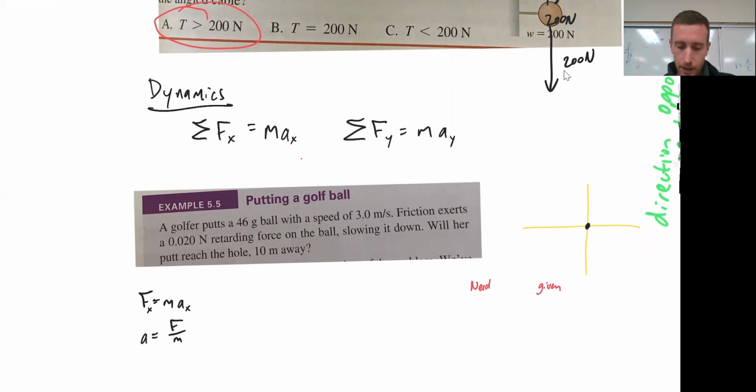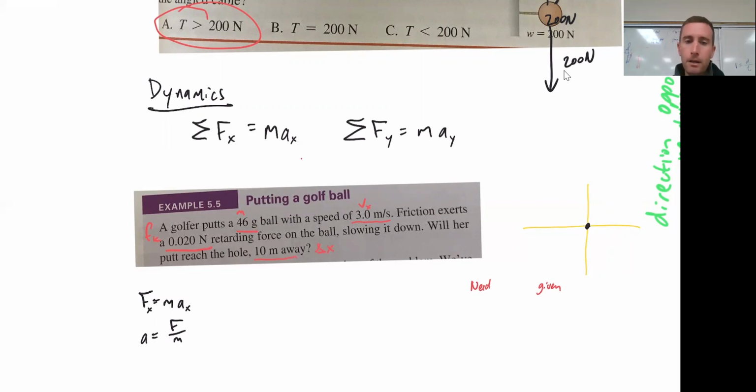So let's do this example, putting a golf ball. A golfer putts a 46-gram ball with a speed of 3 meters per second. So I've got 3 meters per second, and that's a velocity in the x direction. I've got a mass there. Friction exerts a 0.020 newton retarding force on the ball, slowing it down. So that's the force of kinetic friction right there. Will her putt reach the hole 10 meters away? So 10 meters away, that's a change of x.